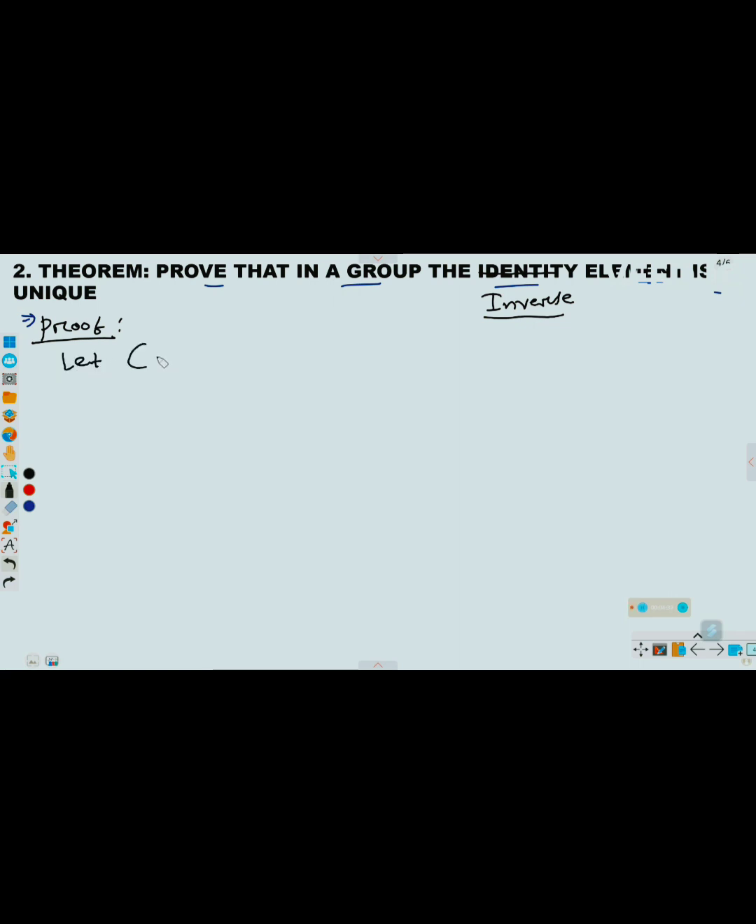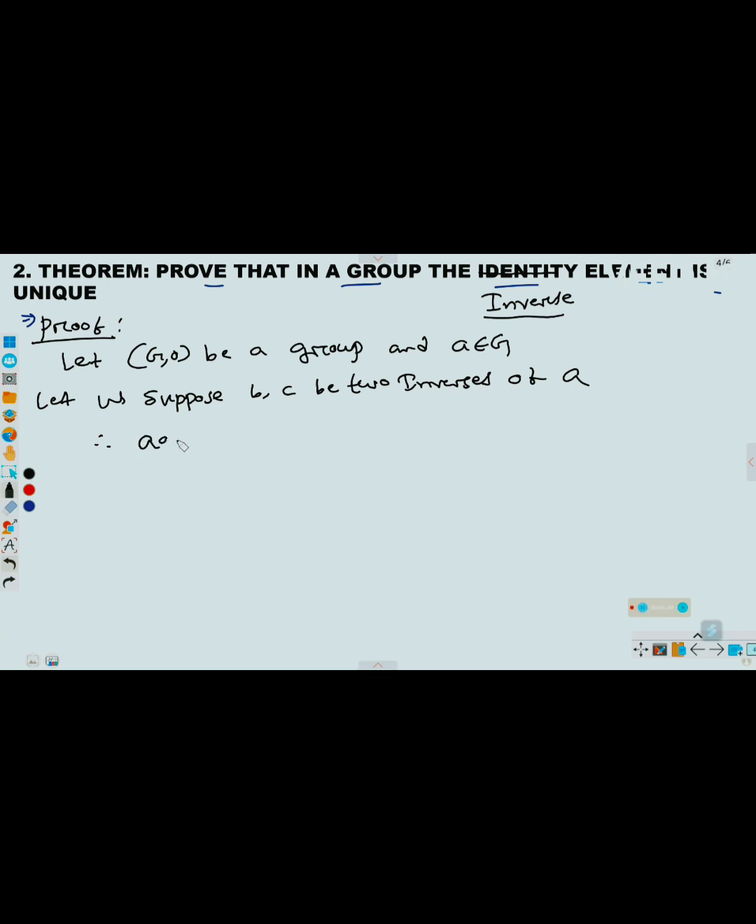Let us suppose (G, compose) is a group, and let A belong to G. Let us suppose B, C are two inverses of A. That means we have taken B and C as inverses of the element A. Therefore, we can say A compose B equals B compose A, which is equal to the identity element E. This is the basic property of the inverse for all A belongs to the group.